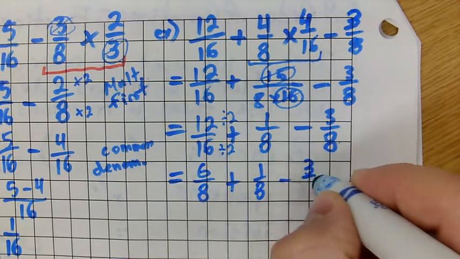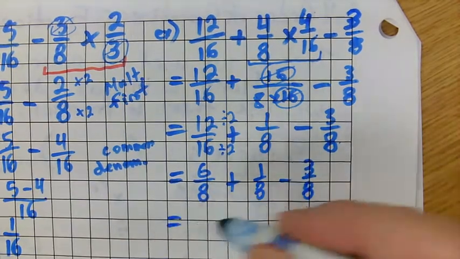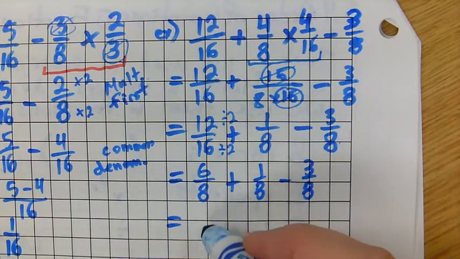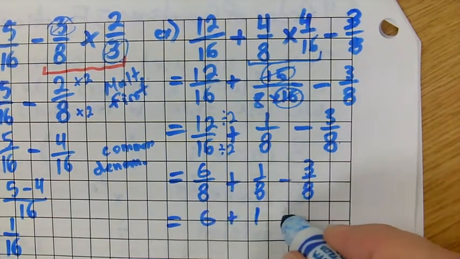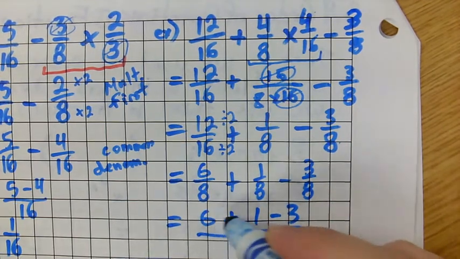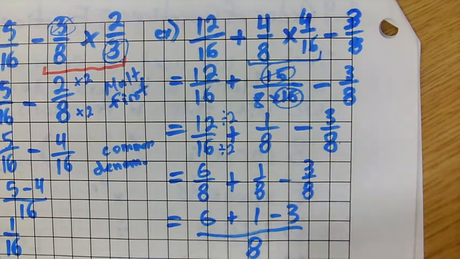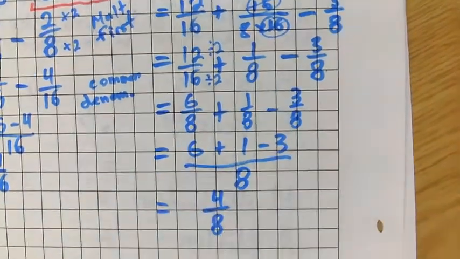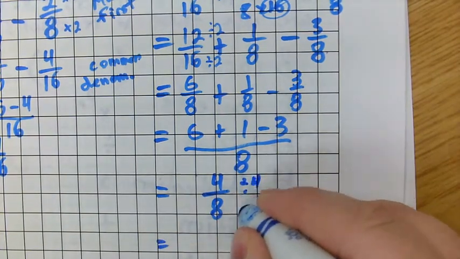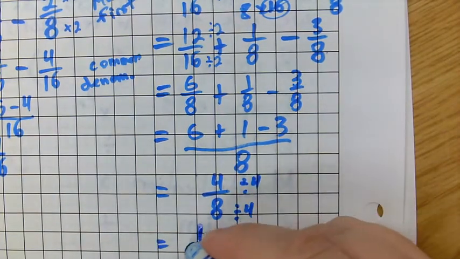Subtract 3/8. And now that we have a common denominator all the way across, just addition and subtraction, we can actually go like this: 6 plus 1, subtract 3, put that all over 8. 6 plus 1 is 7, subtract 3 is 4. So we have 4 over 8. And 4 over 8 is 1/2.